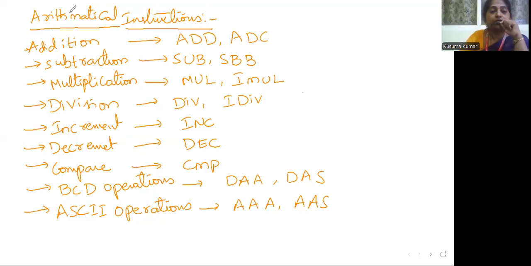Hello everyone. Today I am going to explain about arithmetical instructions in 8086. These are the various arithmetical instructions which are performed by the 8086 microprocessor. That is addition. The corresponding instructions are ADD and ADC, that means add with carry.